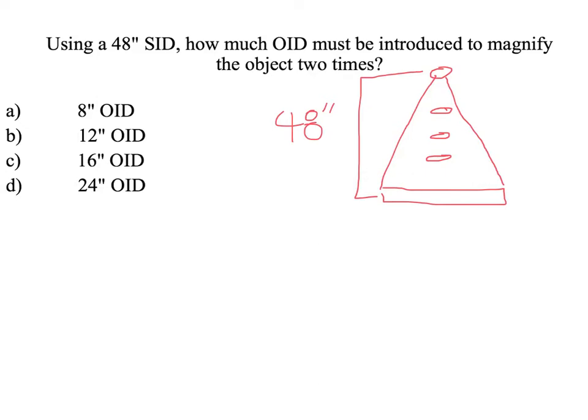And the way magnification works basically is the closer that we get to the source, the more magnified it's going to be, right? And if we want to magnify the object 2 times, we just need to go half of it. So we would need something like an OID of 24, right? So that is a geometric way of thinking about this problem.